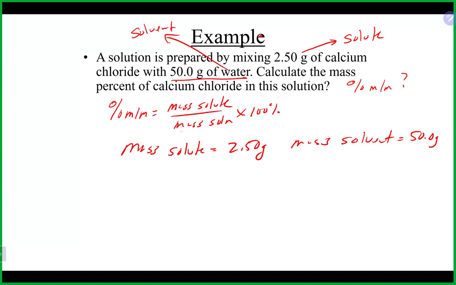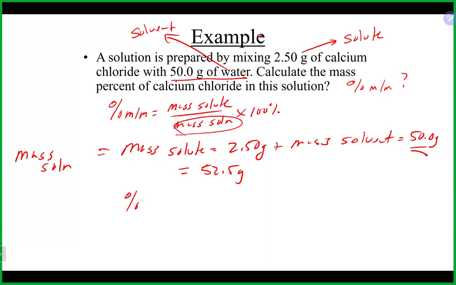Remember, though, that the solution is both of those things together, so we do need to add those together to get the mass of the solution, and that would get us 52.5 grams. So here, we do not want to just divide by the 50, which is only the solvent.